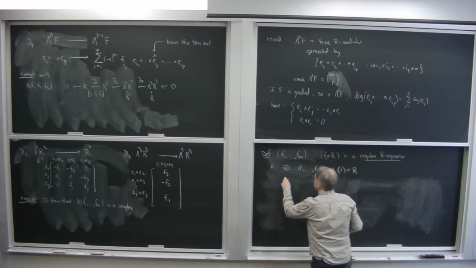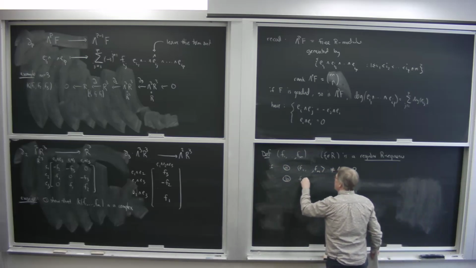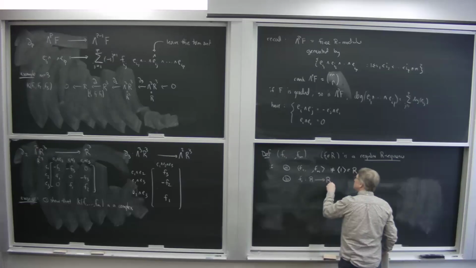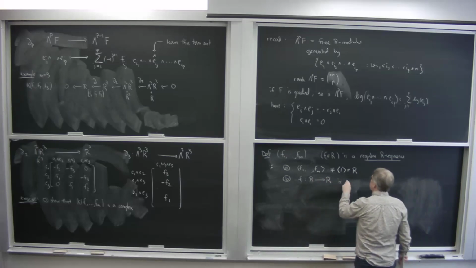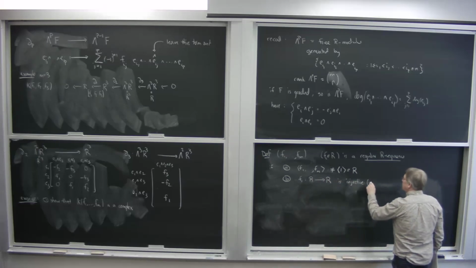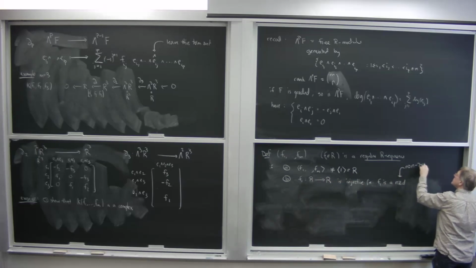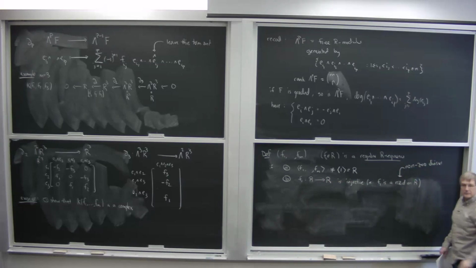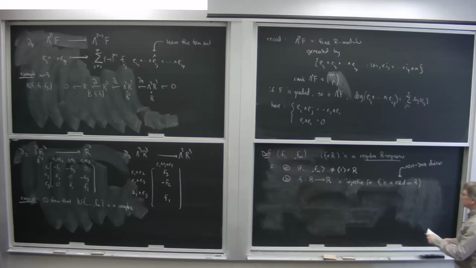Okay. The second thing is that I can think of the map F1 as a map from R to R. It's just multiplication by F1. Is that okay? So this is injective. Alternatively, that just means that F1 is a non-zero divisor, NZD, on R. So in other words, if I take F1, I can't multiply by something else to get 0. That's what it means to be injective.